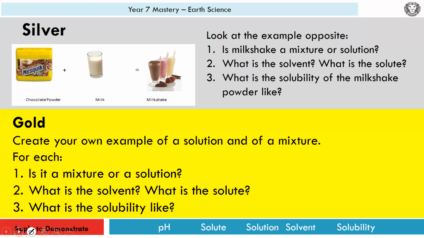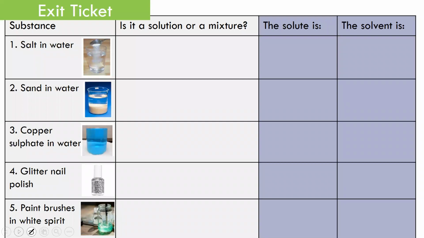So what I would suggest if you've got the bronze is that you move across just after the exit ticket. Your exit ticket is here. There is a table. All you need to do is fill it in. We'll give you 5 minutes where you need to pause the video, fill it in, and then we'll go through the answers. So if you can pause the video now.